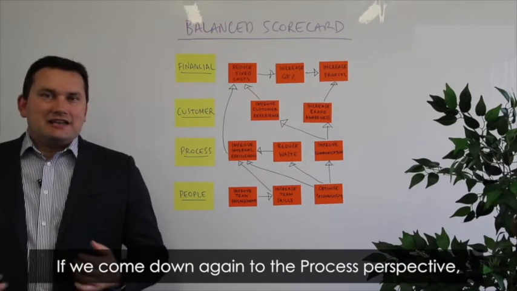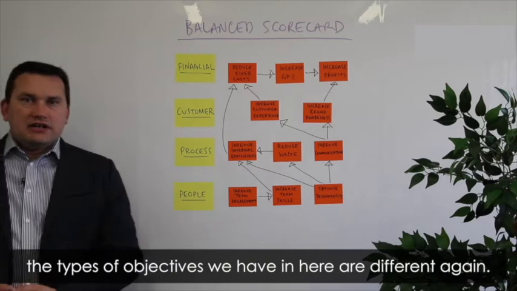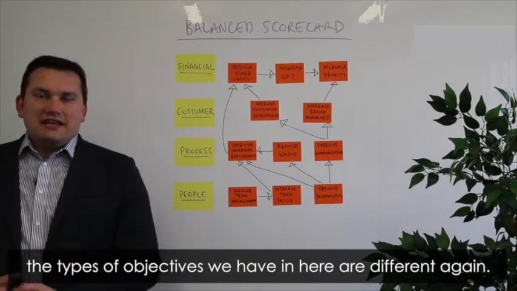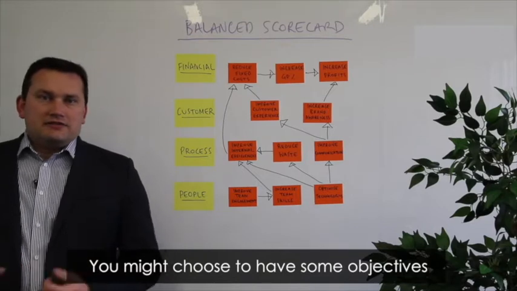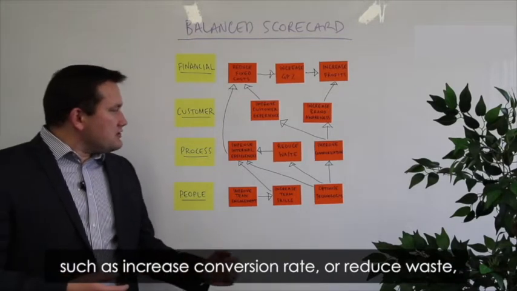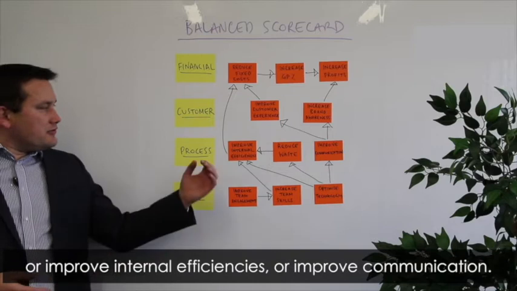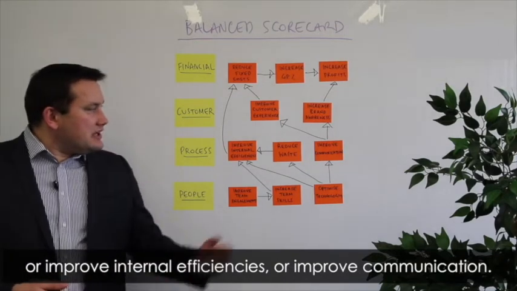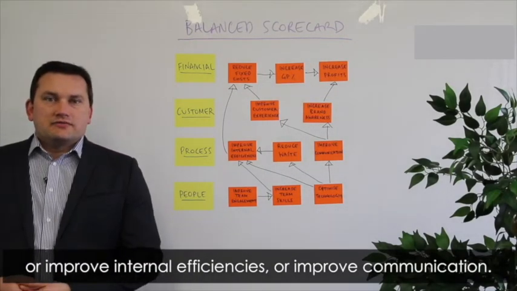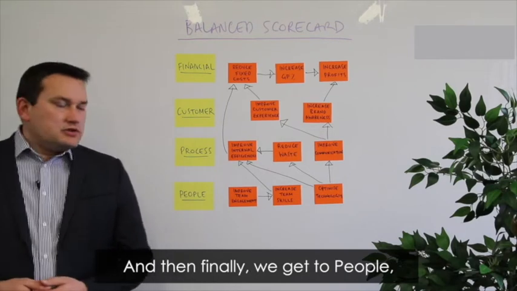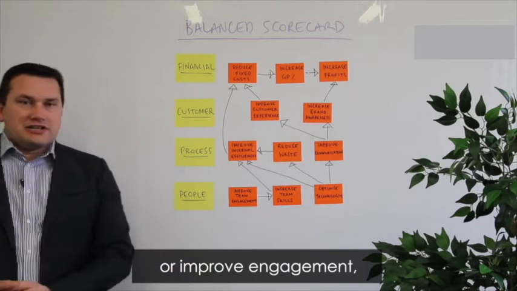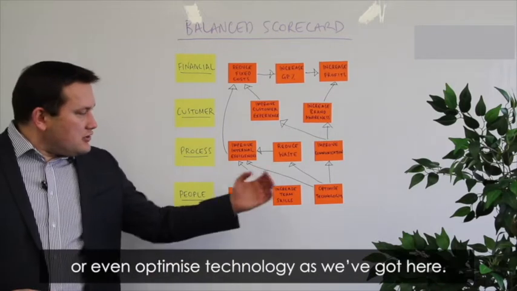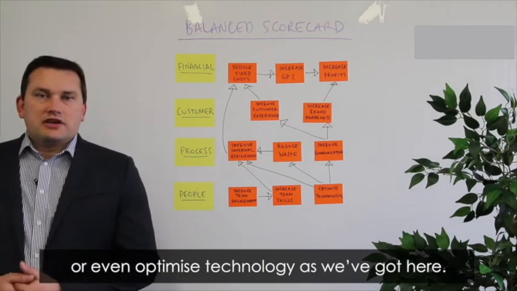And if we come down again to the process perspective, the types of objectives that we have in here are different again. So you might choose to have some objectives such as increase conversion rates or reduce waste, improve internal efficiencies or improve communication. And then finally we get to people, where you might be looking to increase the team skills or improve team engagement or even optimise technology, as we've got over there.